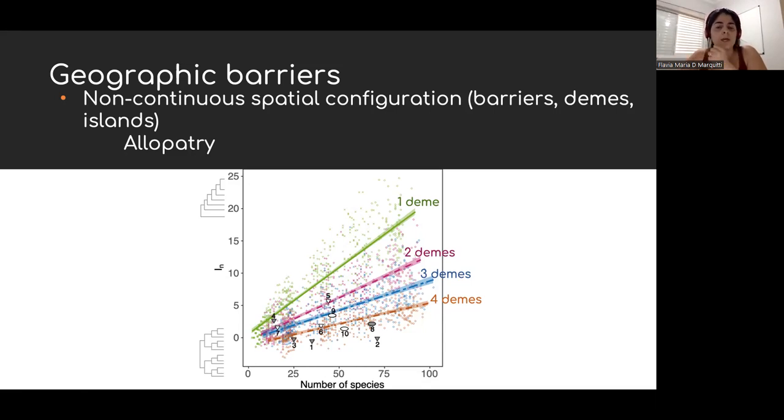So with a given number of species, for instance 15 species, I would expect that if there's only one island, the balancing of the phylogenetic tree would be very high. But then under 4 islands, we observed that this would be smaller than 10, around 2 or 3.